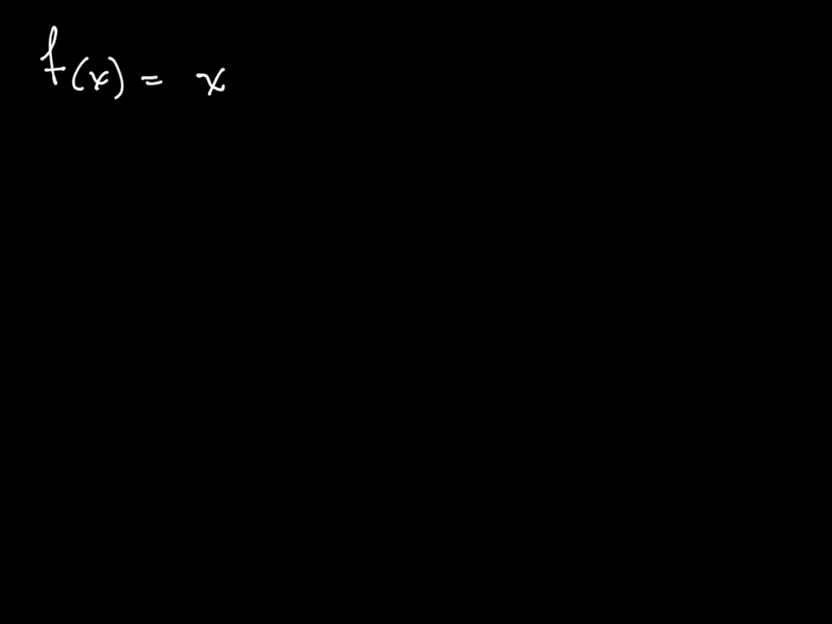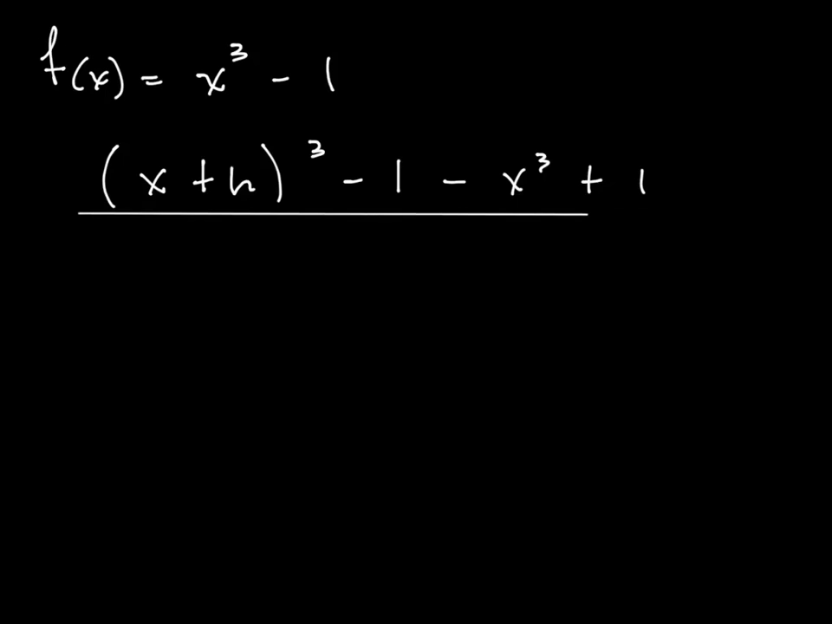Next, we have x cubed minus 1. So when we get to the cube functions, those are a little bit more challenging because we now have to expand a cube. We'll show you a bit of a shortcut in a bit. So we have (x plus h) cubed minus 1. So that's f of x plus h, and then minus (x cubed minus 1). That's minus f of x, dividing by h.